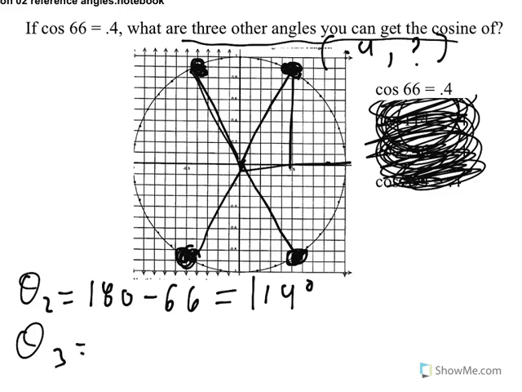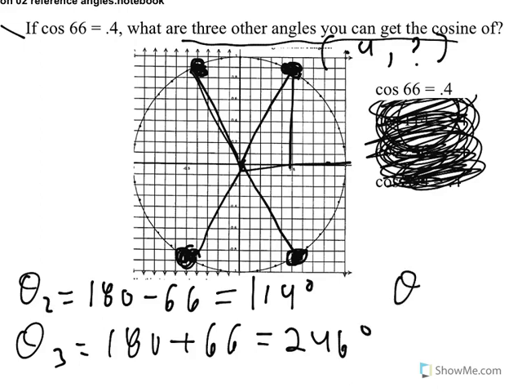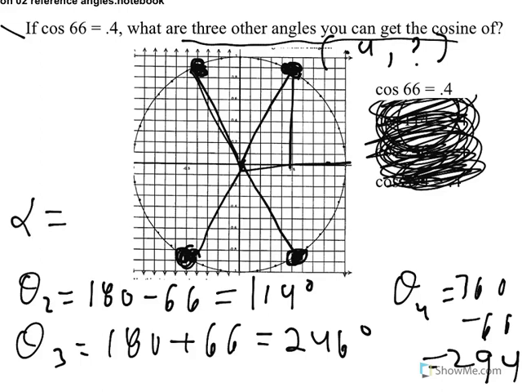For the quadrant 3 one, that's 180 plus 66, which is 246. And for the quadrant 4 one, it's 360 minus 66, which is 294. So that's one thing that you have to be able to do: given a reference angle, in this case 66, find those other three angles whose sine and cosine are basically the same number, except that there might be a negative sign involved.